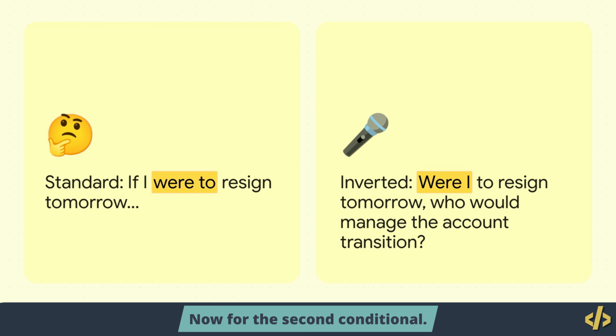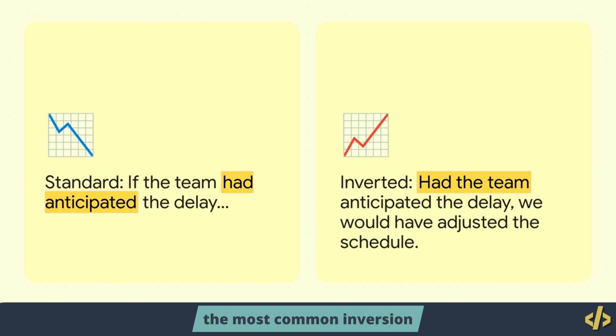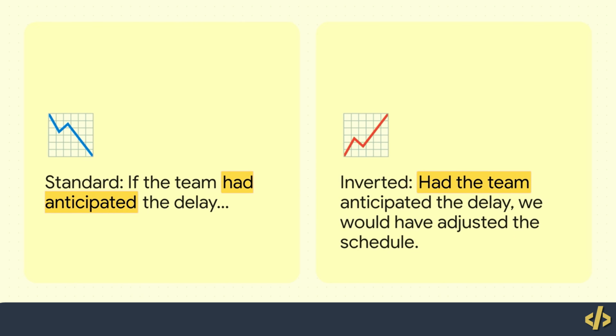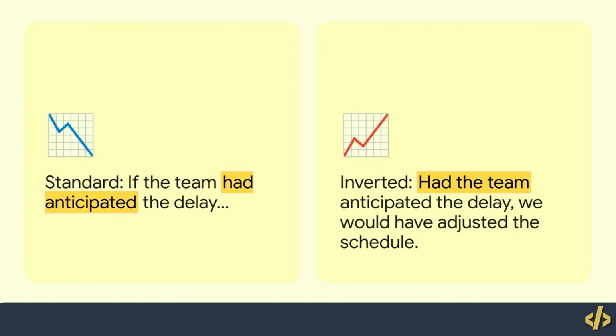Now, for the second conditional. Inverting with were is super formal, almost a bit dramatic. Saying, were I to resign tomorrow, is something you'd probably say for a high-stakes meeting or a formal speech. It just adds a ton of weight and seriousness to the hypothetical situation. And finally, we have the most common inversion you'll probably see and use, and that's with had for the third conditional. Had the team anticipated the delay is just such a concise and powerful way to talk about the past. You will find this everywhere in formal reports, white papers, and any analysis of what went wrong or what went right.